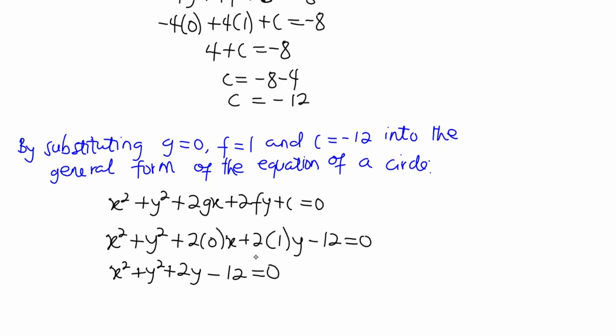So therefore, the equation of a circle passing through the points P(-2, 2), Q(2, 2), and R(-2, -4) is x squared plus y squared plus 2y minus 12 equals 0. So this is how we find the equation of a circle passing through these points.